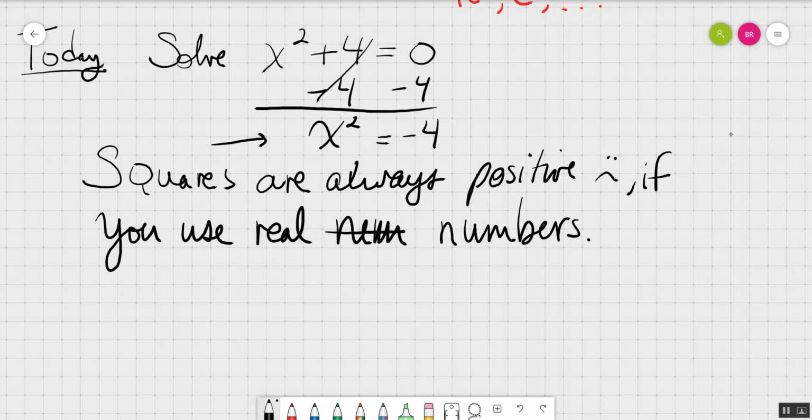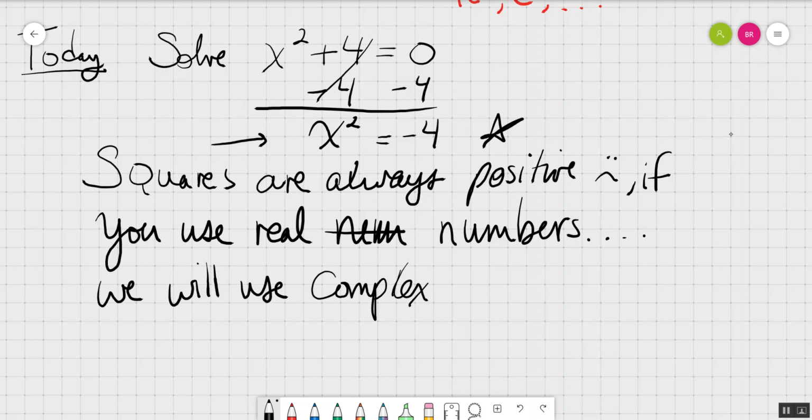But we're not going to do that. Instead, we're going to use complex numbers. And this is where the complex numbers come from: to be able to solve this. That's the motivation behind it. So I'm going to define what complex numbers are for you so that you can understand what's going on here.